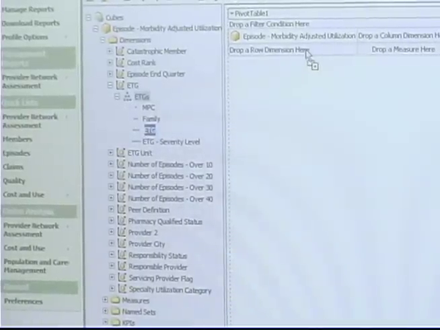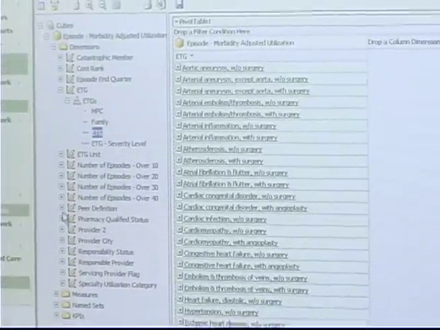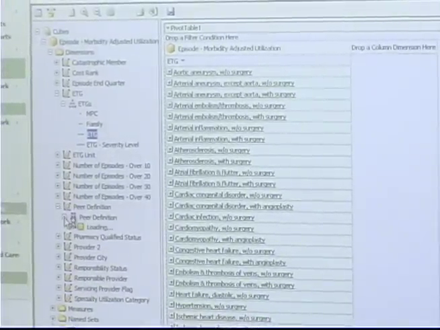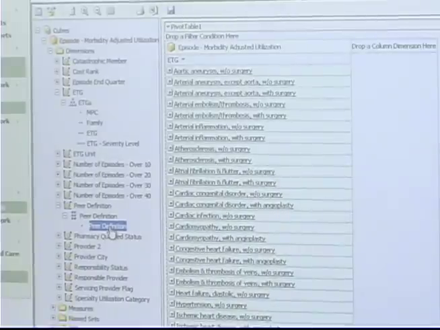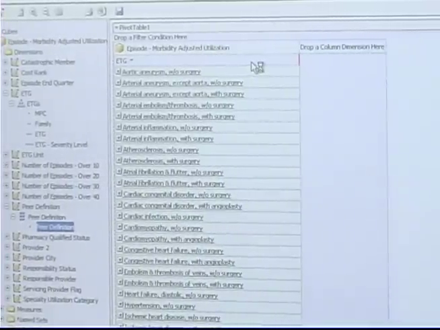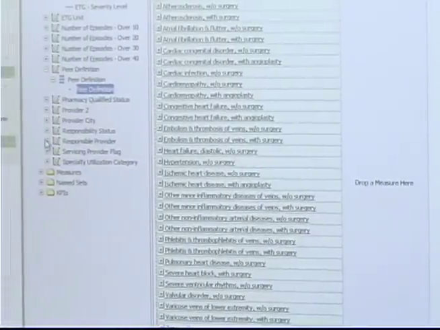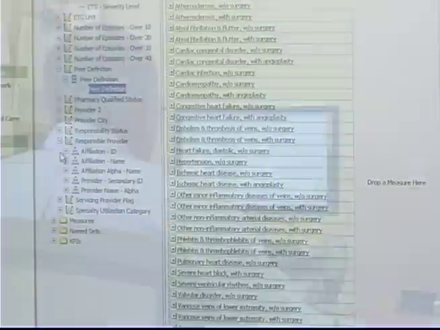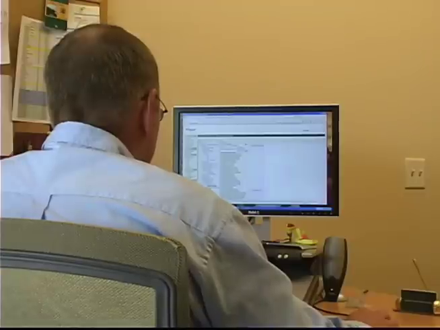And drag the ETGs up here. We want to define the peers that we're working with to make sure that we're comparing physicians who treat similar types of patients. So we drag the peer definition up there. And we want patients to be mapped to individual providers, so ask for provider names.